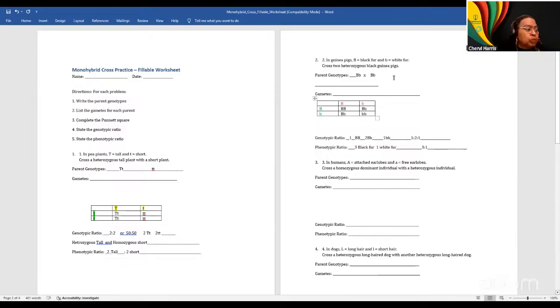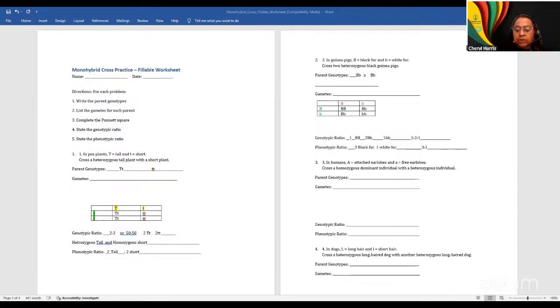So now there's 2 worksheets that you have to work on. I think I have to stop sharing to go back to the other one. Before I leave, are there any questions about this one? I don't see anything in the chat about questions.